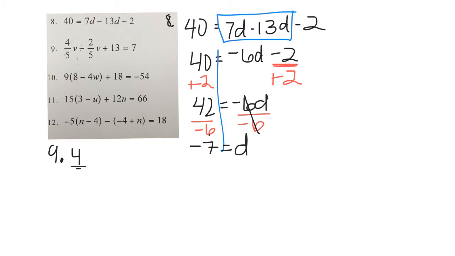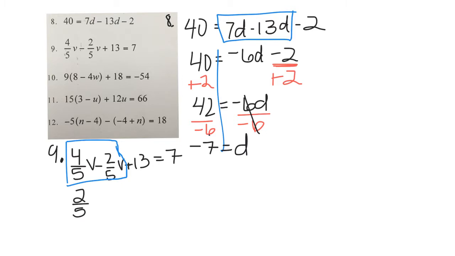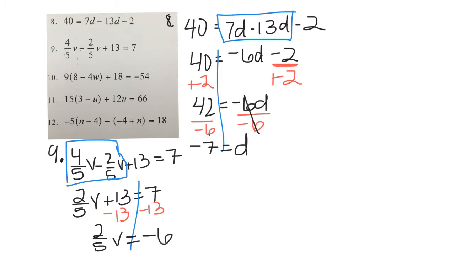Number 9 is 4/5 v minus 2/5 v plus 13 equals 7. Again, we have like terms here. It's just fractions with the same denominator. Not that complicated. We subtract the numerators. 4 minus 2 is 2. And I'm talking about fifths, so 2/5 v plus 13 equals 7. Again, we're going to undo the addition or subtraction. In this case, it's addition. So we're going to subtract the 13. We get 2/5 v equals negative 6.